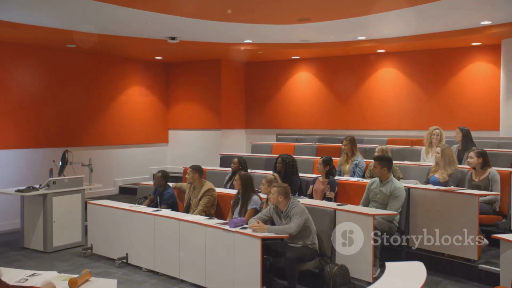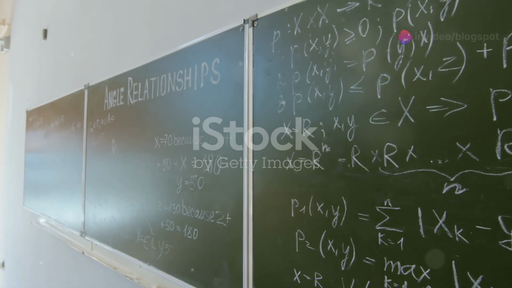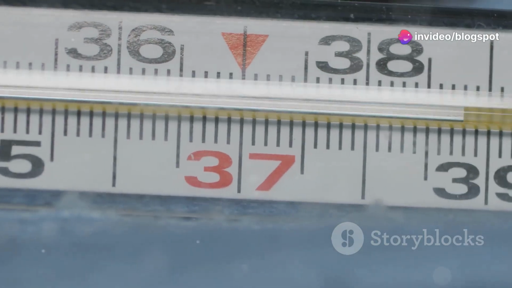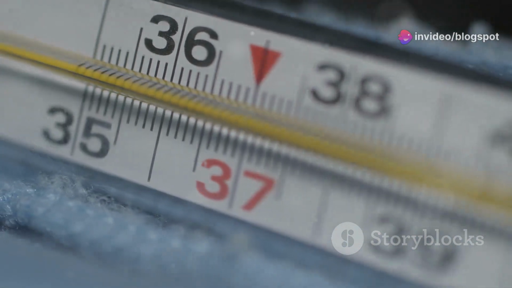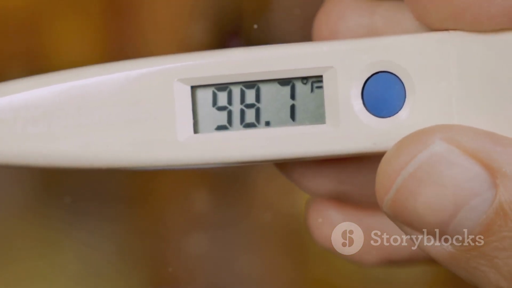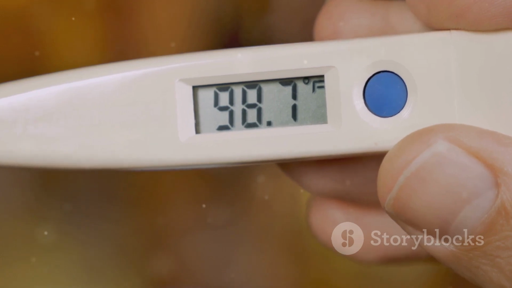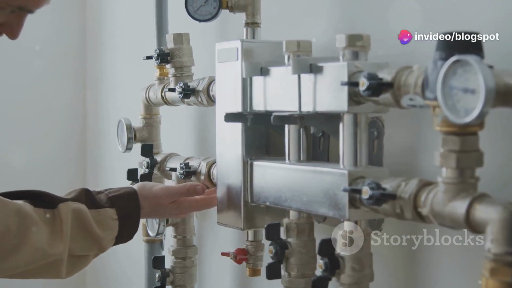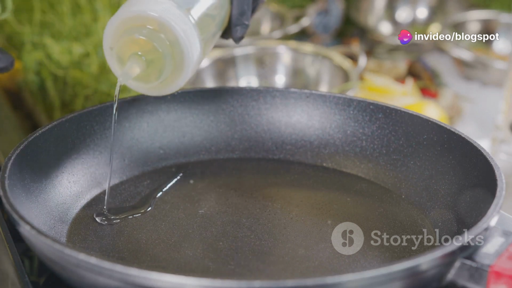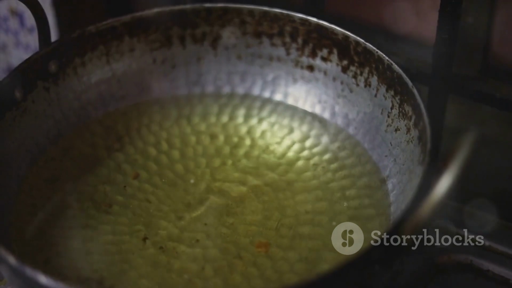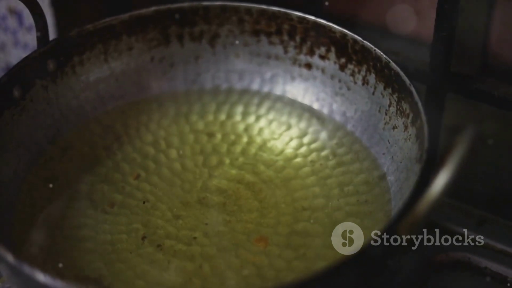Section 6. The significance of specific heat in our world. Specific heat plays a vital role in numerous aspects of our lives, from regulating our body temperature to influencing global climate patterns. Here are a few examples. In cooking, different cooking oils have different specific heats. This is why some oils heat up faster than others.